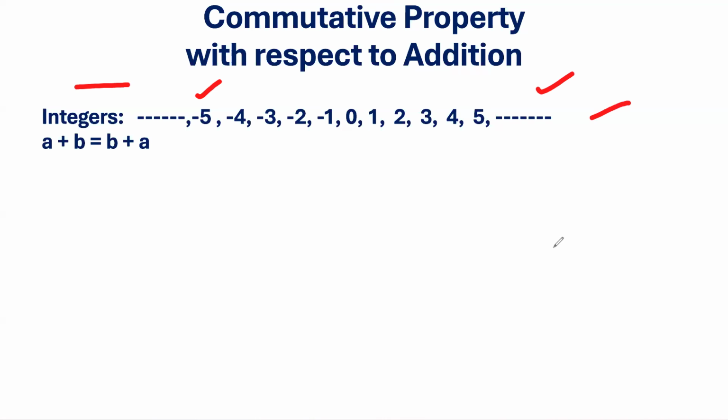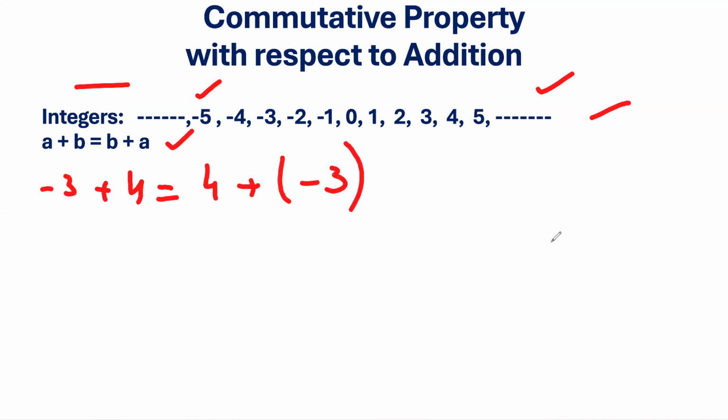So what is the commutative property with respect to addition? It is a plus b. This one, a plus b is equal to b plus a. You have to substitute a and b from the given set of integers. So let's take some values. A is equal to -3 and b is equal to +4. Same we have to substitute on the right hand side. B is equal to +4 and a is equal to -3. We have to check both the sides are equal or not.